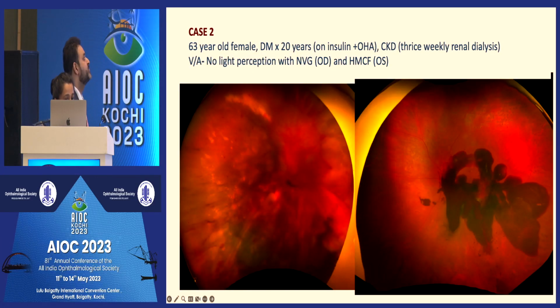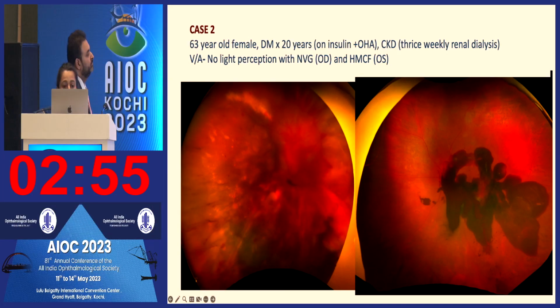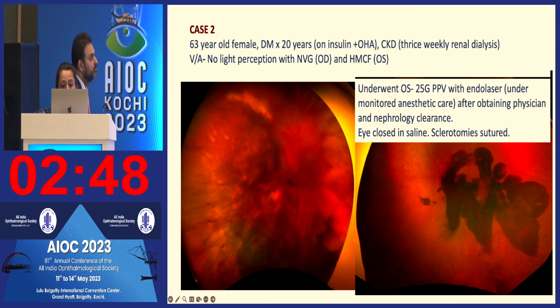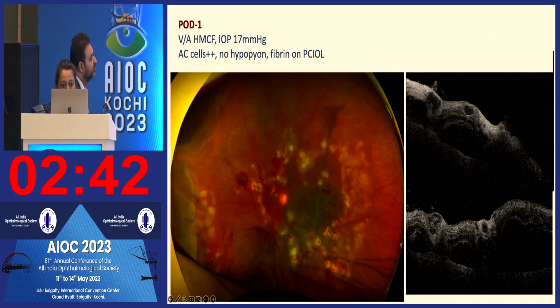This is the second case, a 63-year-old female, diabetic for 20 years on insulin and hypoglycemics, CKD on dialysis thrice weekly. Right eye is lost to NVG, left eye is hand movement. She undergoes a 25 gauge PPV with endolaser under proper anesthetic care. The eye is closed in saline and sclerotomies were sutured. Vision post-op is hand movements.